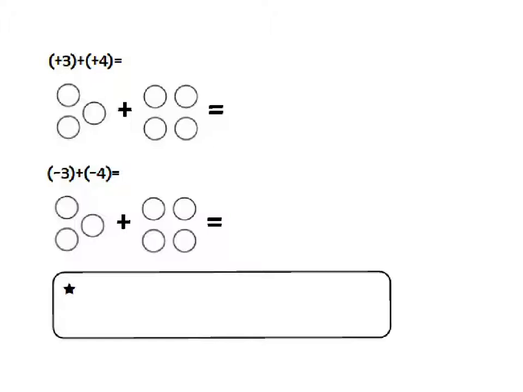So here I've got +3 plus +4. What I'm going to do to show this visually is mark the first 3 positive by coloring them yellow. And I know that I need to add 4 and they are positive, so I'm going to color those yellow also. So when I'm done, if I add up everything I've got, I end up with a +7.